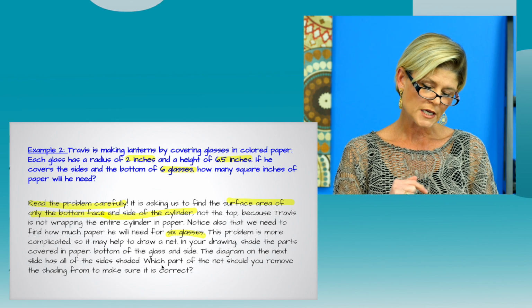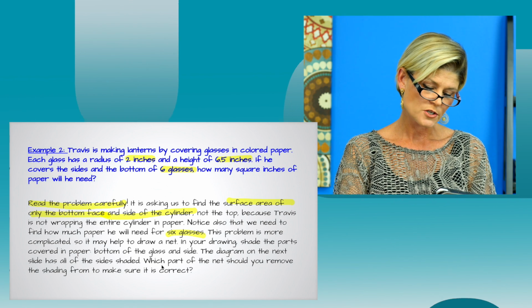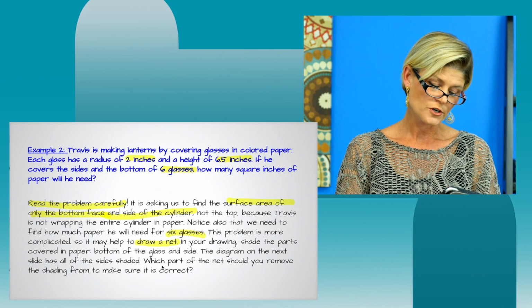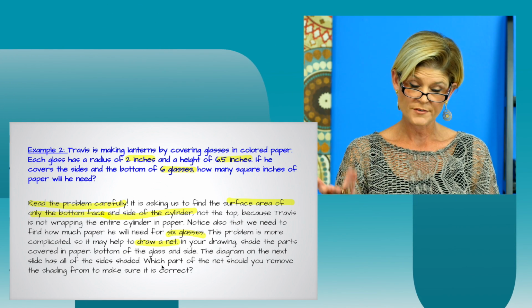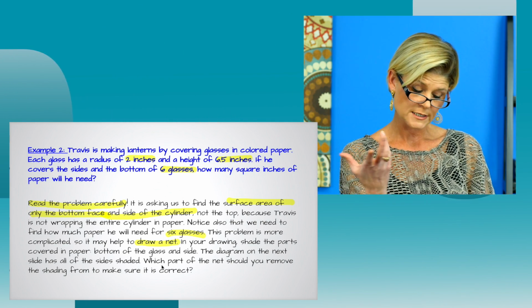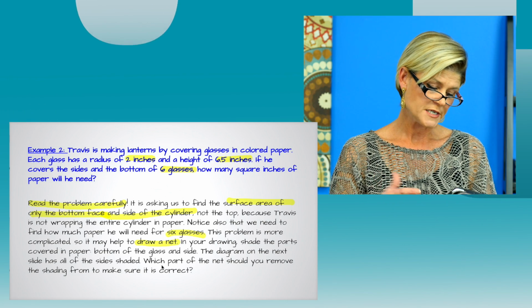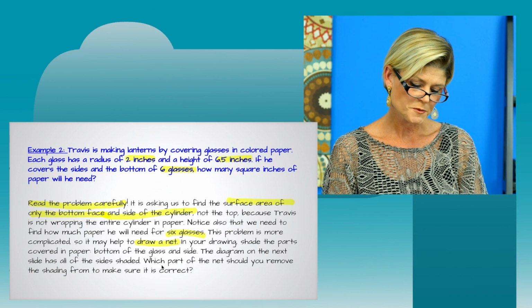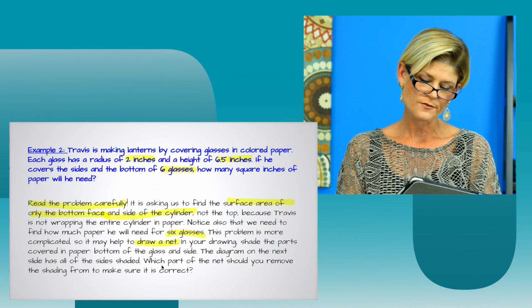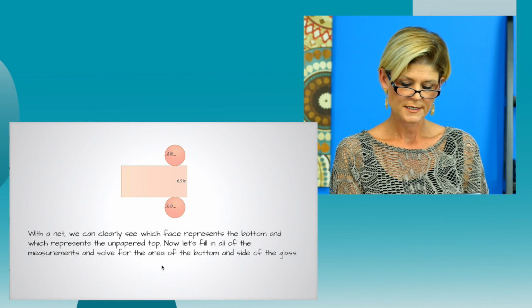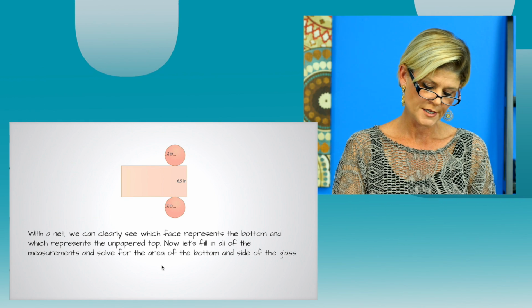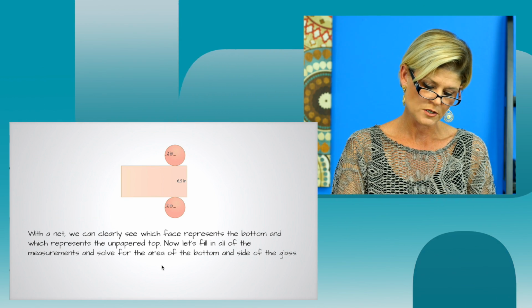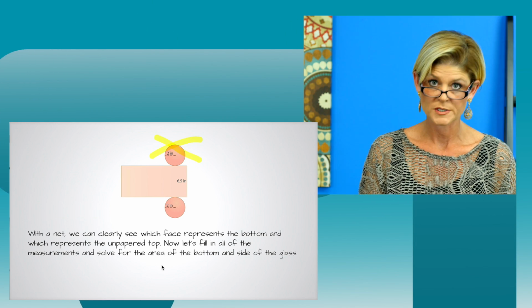So it is more complicated, so it might help to draw a net. In your drawing, you're going to want to shade the parts that are going to be covered in paper, the bottom of the glass and the side, and then the diagram in the next slide has all the sides shaded. Which part of the net should you remove the shading from to make sure it's correct? Well, like we talked about, it would be on the top. We're not going to be doing this one because we don't want a top on our lantern. It would catch on fire.